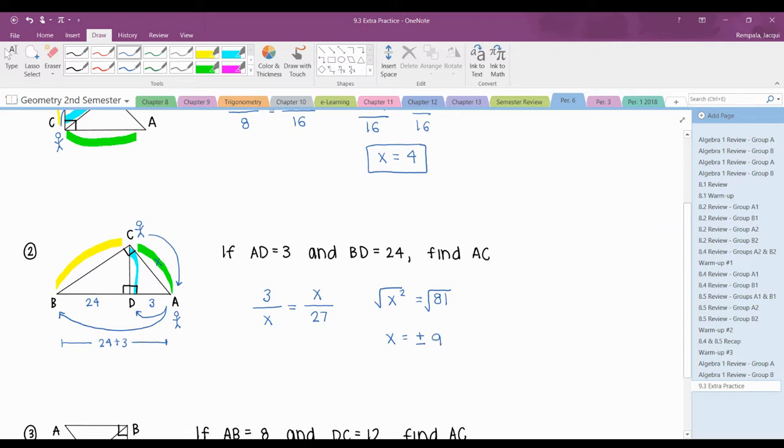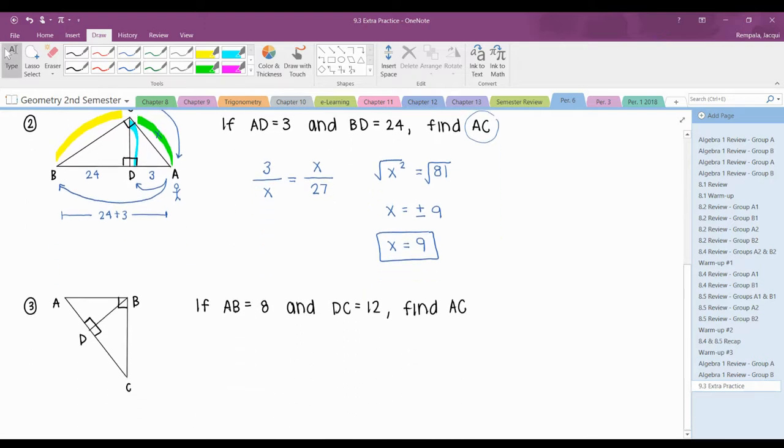But now this is where we have to be careful. X is representing the length of the distance that the guy is parachuting down. There's no such thing as a negative distance. So while normally we have two answers, in this case, I only want the positive number. So x represented AC, and that's what we found. So positive 9 is my answer.